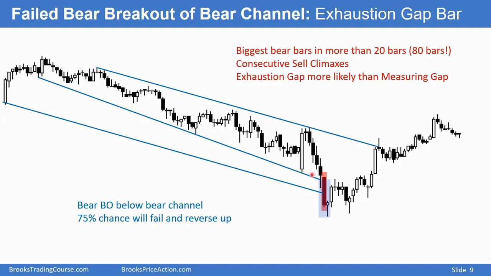So the bottom should have been a second bottom. This would have been the neckline. Traders would look for a measured move up. Instead, we got a bear breakout below the potential double bottom. Traders look for a measured move down.